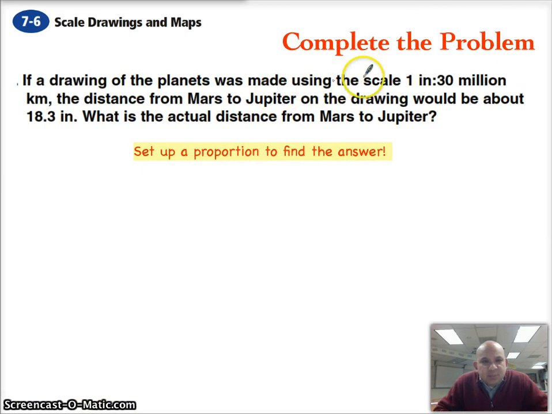Your challenge is to complete this problem. If a drawing of the planets was made using a scale of 1 to 30 million kilometers, which is the same that we just did, the distance from Mars to Jupiter on the drawing would be about 18.3 inches, or 18 3/10 inches. What's the actual distance from Mars to Jupiter? Go ahead and set up your proportion using this as your ratio, this as a number in the proportion, and d as your distance. See you in class.